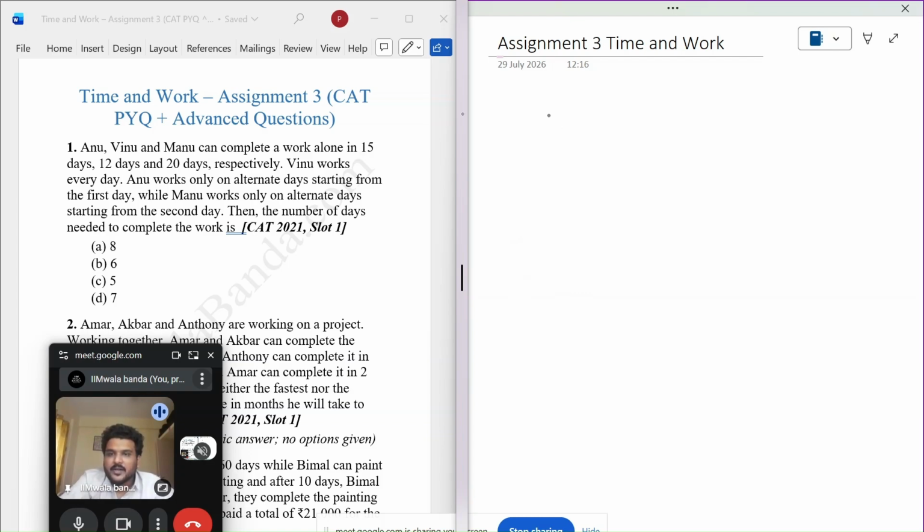So let's go ahead. We know A, V, and M can complete the work in 15, 12, and 20 days. Vinu works every day. Anu works on alternate days, starting from the first day. And M works on alternate days, starting from the second day. So you see, the pattern starts repeating.